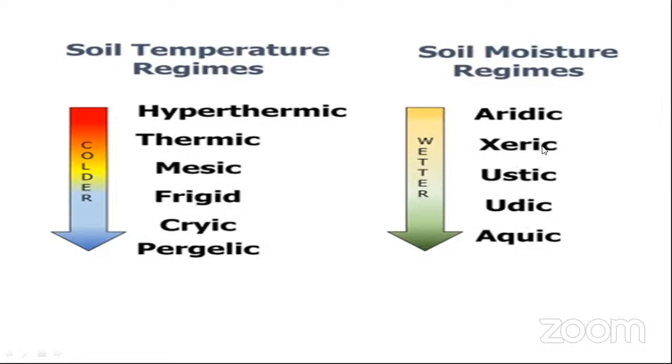Xeric: in winter it will have a lot of water, in summer no water. Aridic is completely dry; we cannot expect any crops here. Here also the temperature is very hot. While going down, you will see the temperatures reduce.